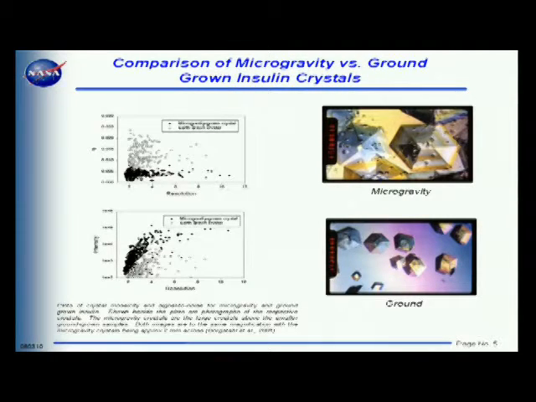You can see that the dark dots, the microgravity produced crystal, have much lower mosaicity. And then, as a result, like I said on the previous chart, the increased volume, the more ordered the structure, the more intense the diffraction pattern.